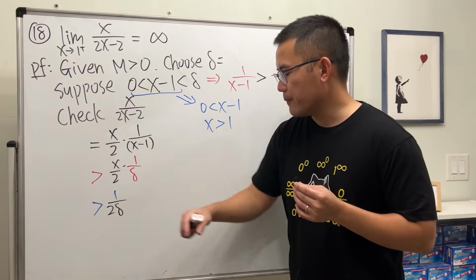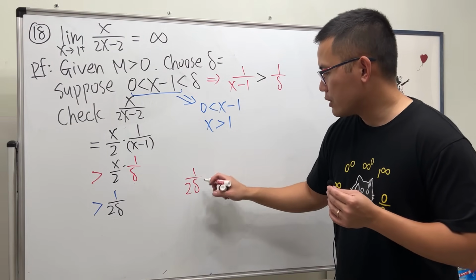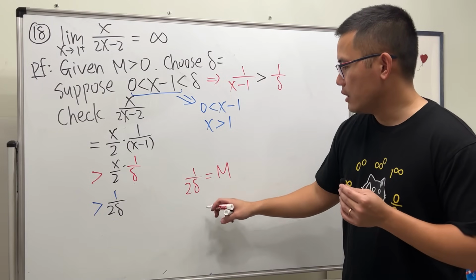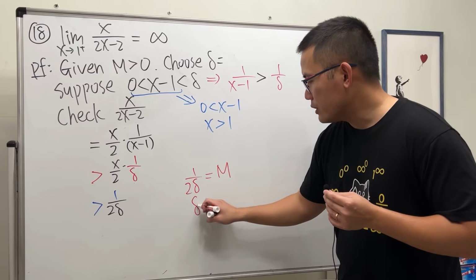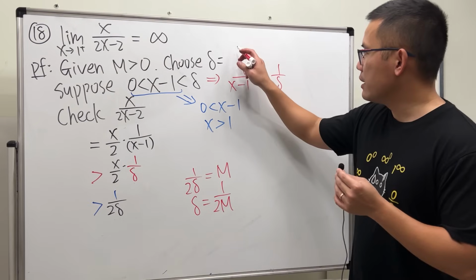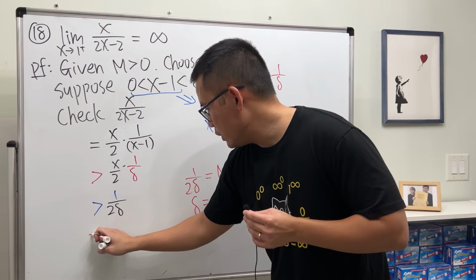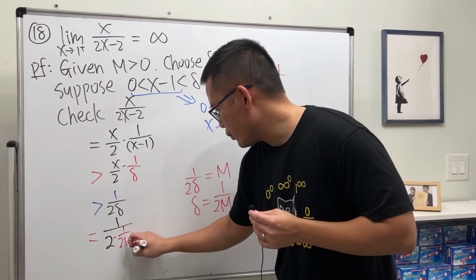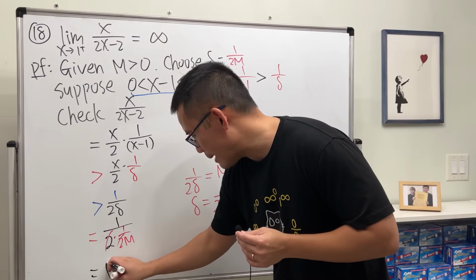Okay. Now, it's just an expression in terms of delta. So 1 over 2 delta, put it to be our big M, and just solve it. So multiply delta on both sides, divide the M on both sides. Delta equals 1 over 2m. So I will put that right here, 1 over 2m. And then replace that right here. That's an equal sign, 1 over 2 times 1 over 2m. 2 cancel. 1 over m equals capital M, just m.